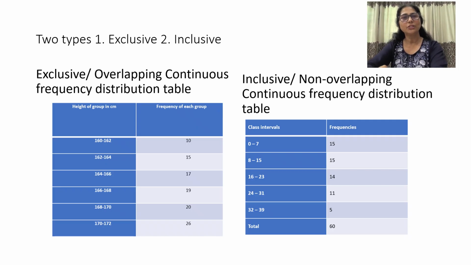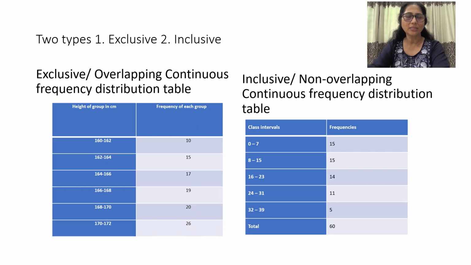Again, a continuous frequency distribution table is of two types, exclusive and inclusive. The exclusive continuous frequency distribution table is also known as the overlapping table, in which you find classes in this table and the frequencies in the next column. And in the classes, you are finding a class interval.